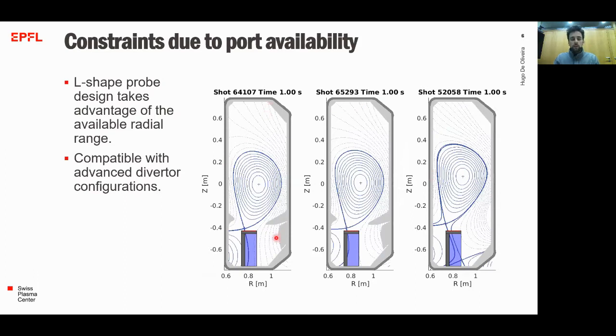So given this radial range, we came up with this design, an L shape. So the horizontal part of the L shape is actually hosting the Langmuir tips. So the array of tips on the horizontal part combined with the vertical motion is giving us the 2D profile. And meanwhile, the vertical part on the left of the arm remains hidden.